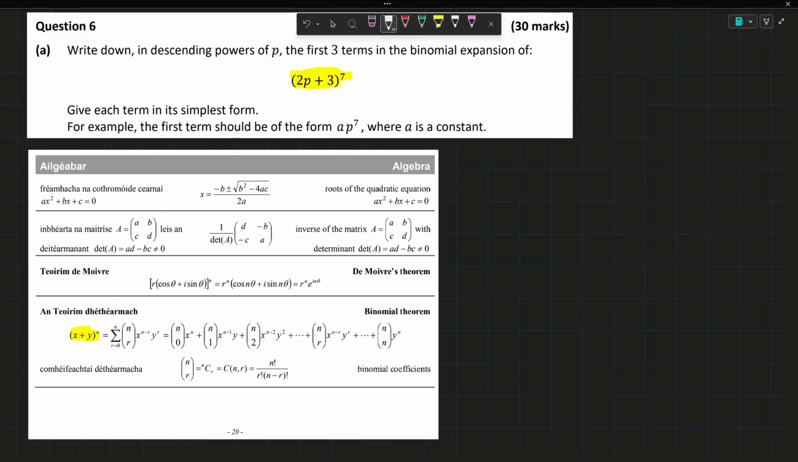So you can see in the formula we have x plus y to the power of n. So in our example, the first thing in the bracket, x, is going to be 2p. Our y is going to be 3, and n, which is the power, is going to be 7. And then we can just fill in. So if you're comfortable with summation notation, you can use this part of it here, or if not, you can just use this part and follow the pattern, which is what I'll do here for simplicity.